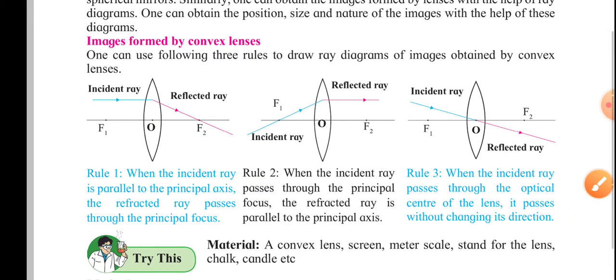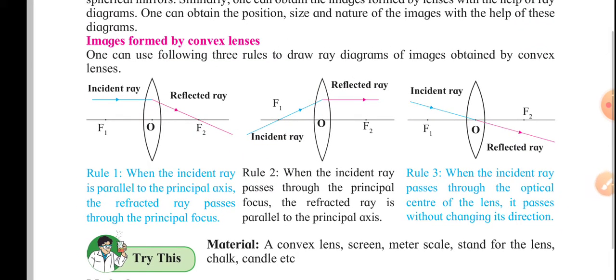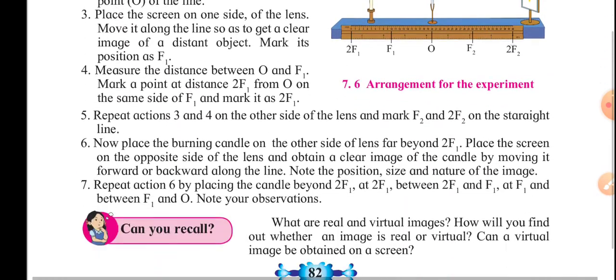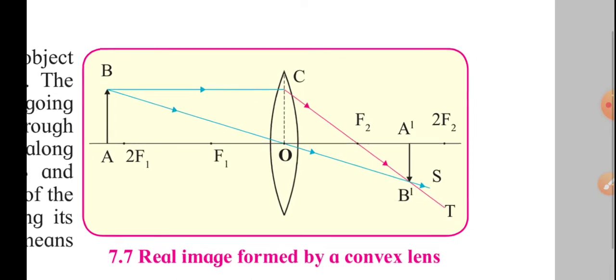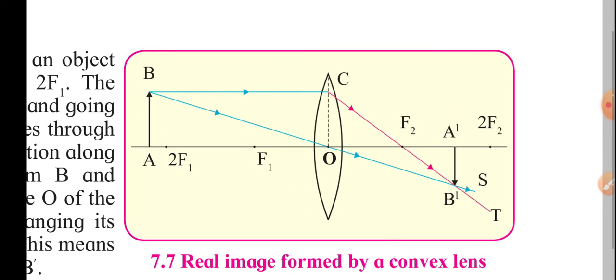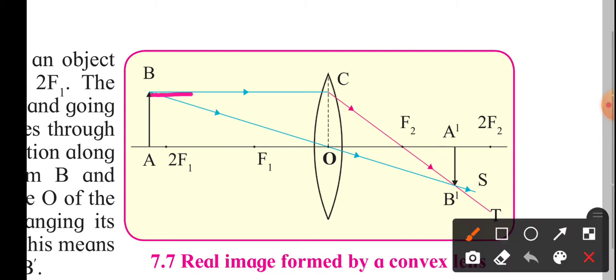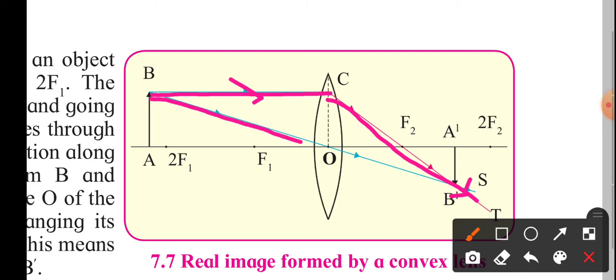So these are the 3 rules which we have to follow to make each and every ray diagram. So let's see one of the ray diagrams over here, that is, if the object is placed between infinity and 2f1. If the object is placed in such a way, let's see what exactly we have. The one ray we have to take parallel to the principal axis, and if we are taking it parallel, it will pass through the focus. And one we will take through the optical center and it will go straight without any deviation. So wherever they are crossing each other, there we will have the image.